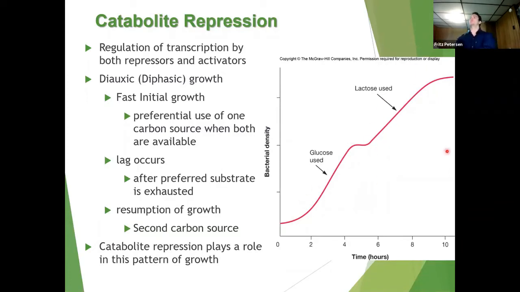Just a note on catabolite repression. You might find, if you look at some other texts, some older texts specifically, that it is sometimes referred to as the glucose effect. This is actually a misnomer, as other carbon sources are also known to induce catabolite repression. So just bear that in mind.